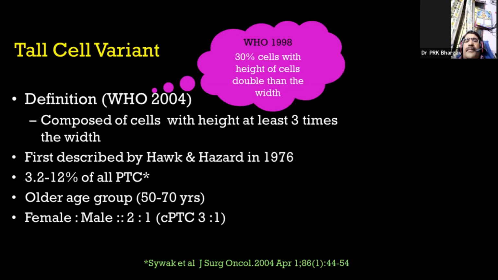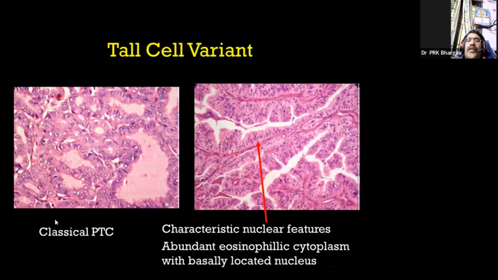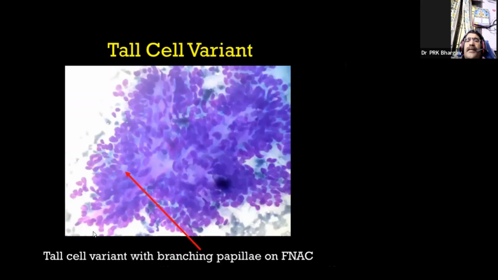Now coming to the tall cell variant, it was described by Hawk and Hazard in 1976. It usually occurs in older age groups, 50 plus. The definition is that 30% of cells should have a height that is more than twice the width of the follicular cell. So that is the definition of the tall cell. They occupy up to around 10% of PTCs. Next. So these are the pictures. You can see the classical variant pictures with branching papillae, but the cells are very tall, as you can see. Next.